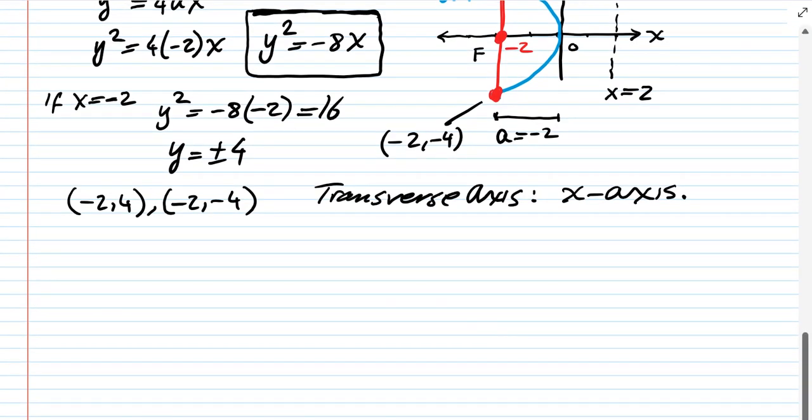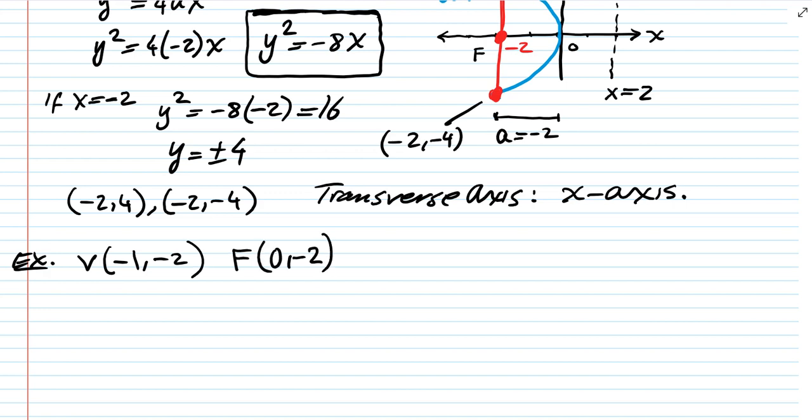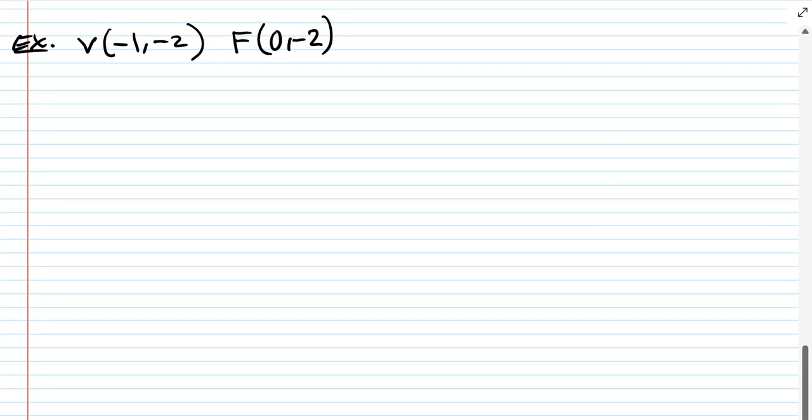Let's take a look at another example. Okay, in my next example, let's say I want to find the equation of a parabola whose vertex is at (-1, -2). It's not at (0, 0). And the focus is at (0, -2). Now what I do, which really helps me, is graph or plot points based on the information that's given, and then decide how this parabola is going to go. Is it going to be horizontal? Is it going to be vertical? And whatever that might be.